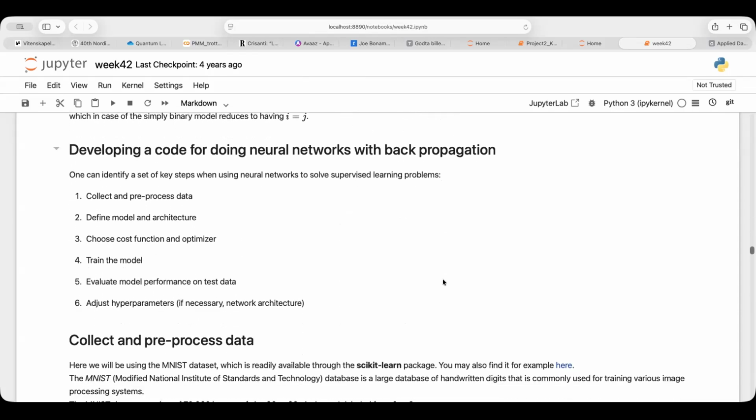So when you're setting it up, what you want to do is collect and pre-process the data. You define a model in the architecture. You choose the cost function and optimizer. You train the model. You evaluate the model performance on the test data. And then you eventually adjust hyperparameters. And now I want to go through the elements of setting up a neural network code with one hidden layer.